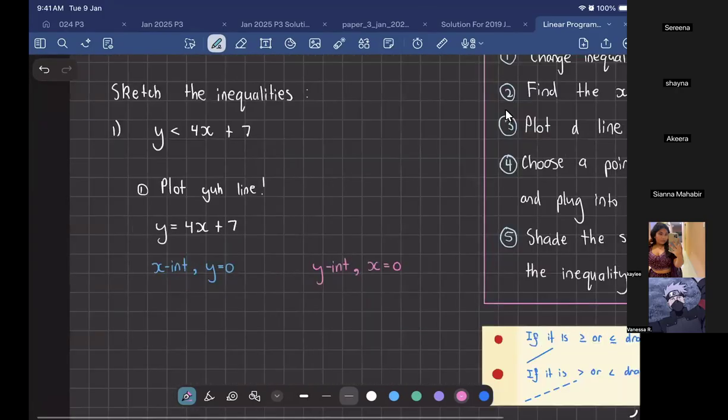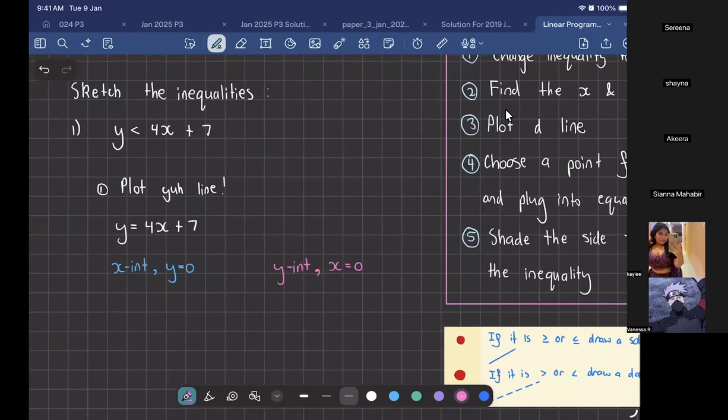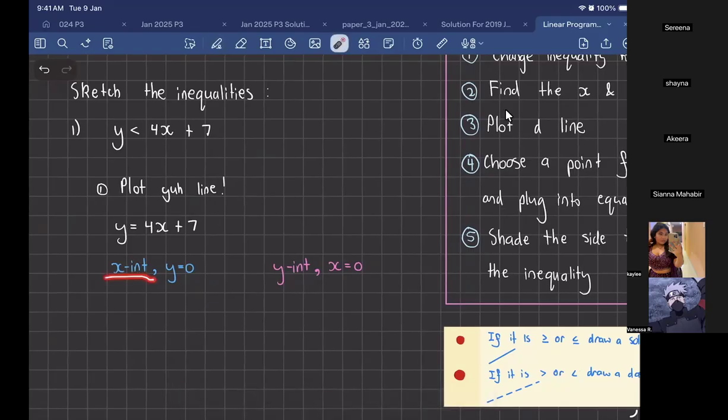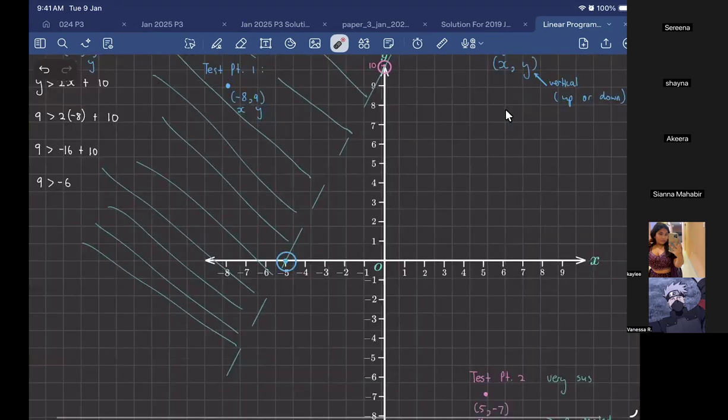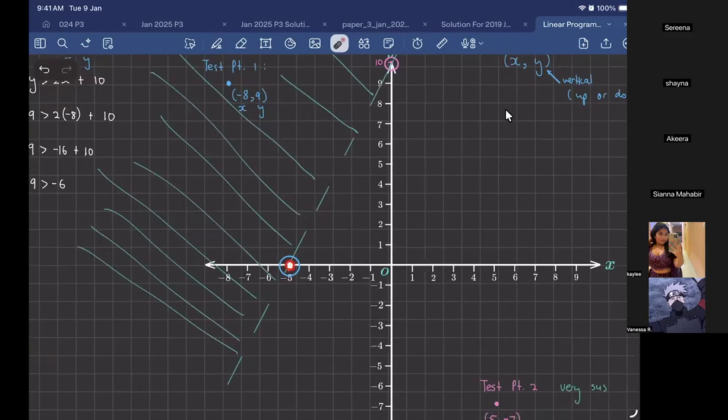Vanessa, do you remember why at the x-intercept y is 0? What does the x-intercept mean? Where the line cuts the x-axis. Right. If the line cuts the x-axis and it is on the x-axis, how could you move? Left or right. Exactly. Only left or right.